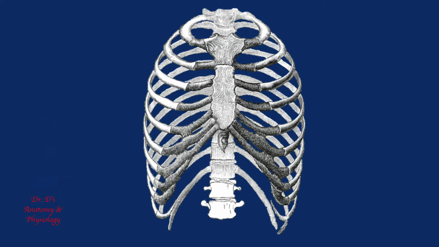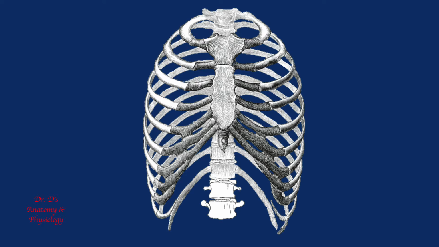In a separate video, we discussed the anatomy of the thoracic vertebrae. You can't understand the anatomy of the thoracic vertebrae without understanding its relationship to the thorax, or the rib cage. So let's take a look at the rib cage.